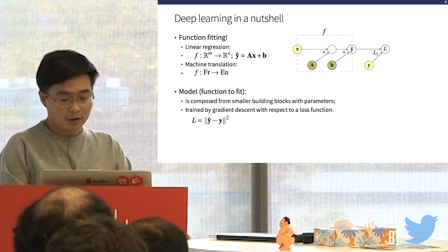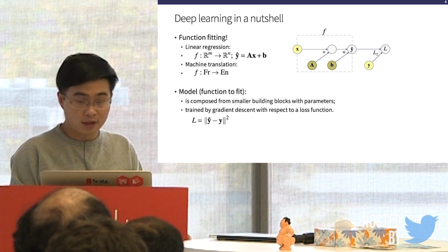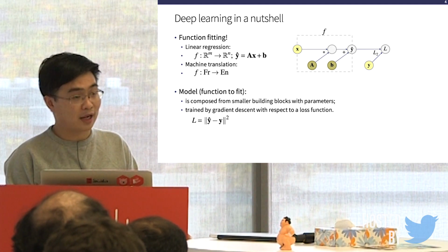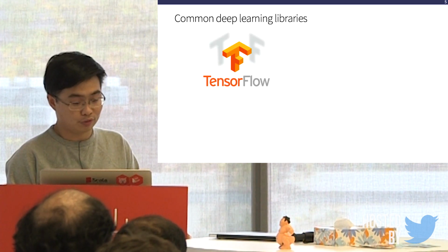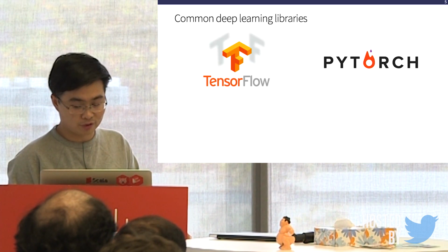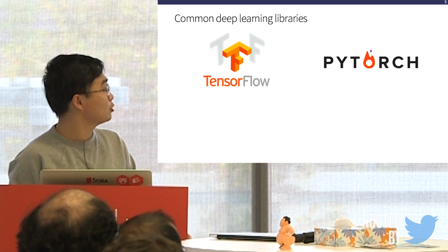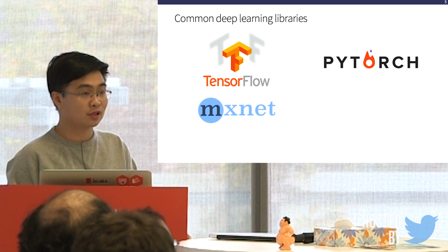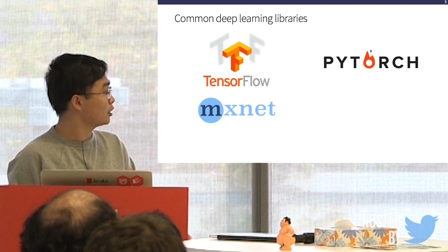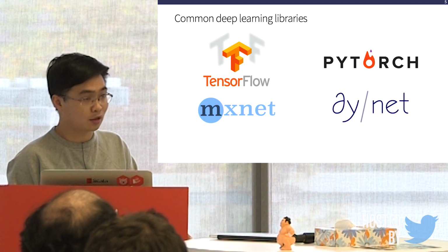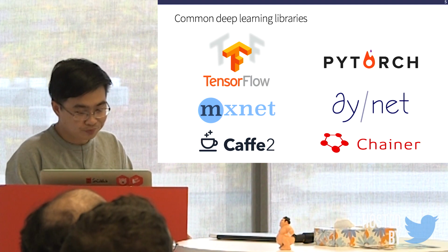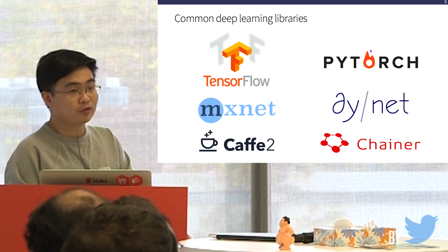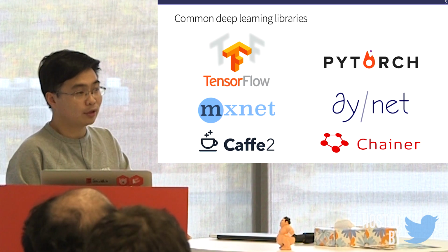In industry and in academia, we already have a lot of common deep learning libraries in use. People use TensorFlow from Google, PyTorch from Facebook, MXNet originally from CMU, now acquired by Amazon, I think, and there's DyNet from Carnegie Mellon, Caffe2, Chainer, and so on. So people wonder, if you already have so many tools, why am I doing this?